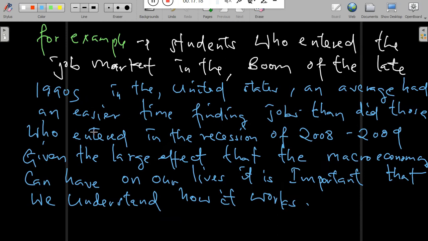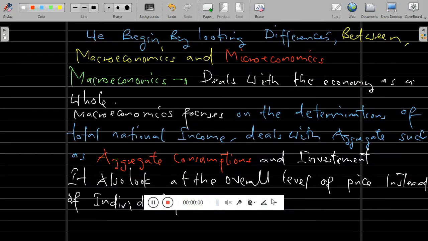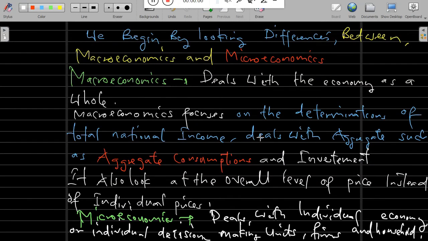For example, students who entered the job market in the boom of the late 1990s in the United States, on average, had an easier time finding jobs than those who entered in the recession of 2008 up to 2009. Given the large effect that macroeconomics can have on our lives, it is important that we understand how it works. That's why we begin by understanding what macroeconomics is. After understanding this brief history, it is important to go deeper into the concepts of macroeconomics.